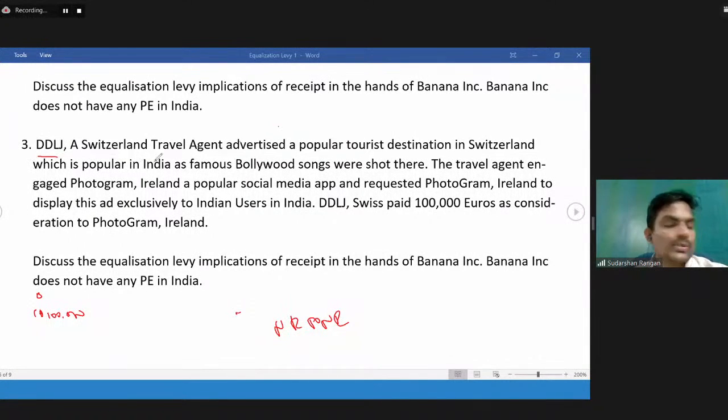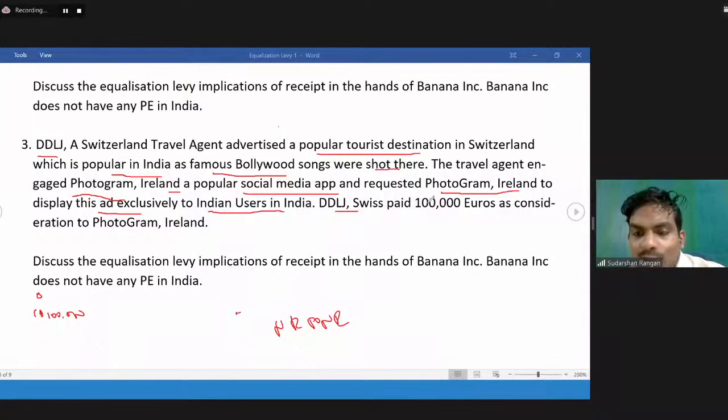DDLJ, a Switzerland travel agent, advertised a popular tourist destination in Switzerland, which is popular in India as famous Bollywood songs were shot there. The Swiss travel agent engaged Photogram Ireland, a popular social media app, and requested Photogram Ireland to display this ad exclusively to Indian users in India. DDLJ, the Swiss travel agent, paid 10 lakh euros as consideration to Photogram Ireland.